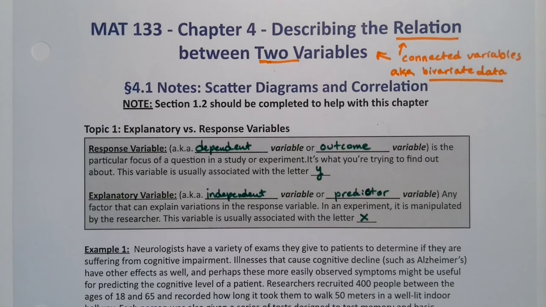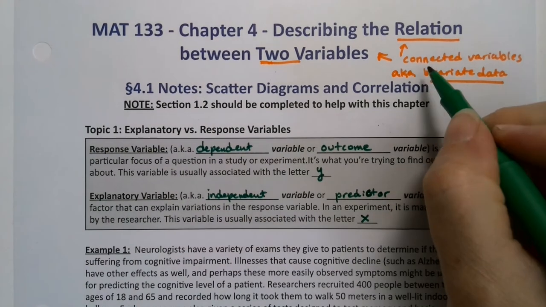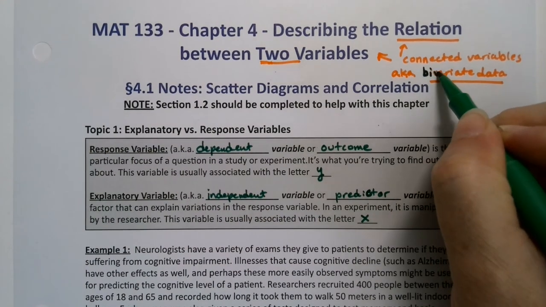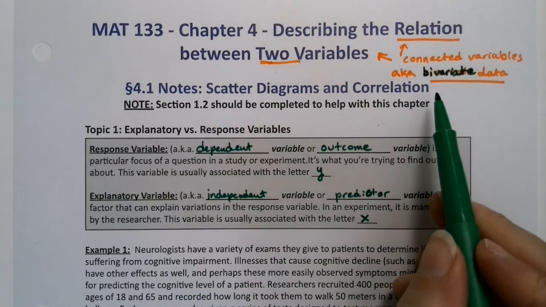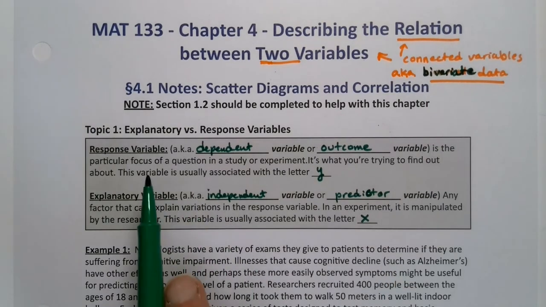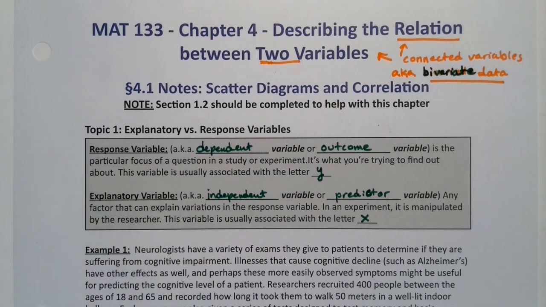Okay? All right, so in section 4.1 is where we're going to begin. That's scatter diagrams and correlation. But before we can get into all of that, we need to understand explanatory and response variables. I mean, if we're going to have bivariate two variables, then it would help if we had a way of talking about those two variables, which is the response variable and the explanatory variable.